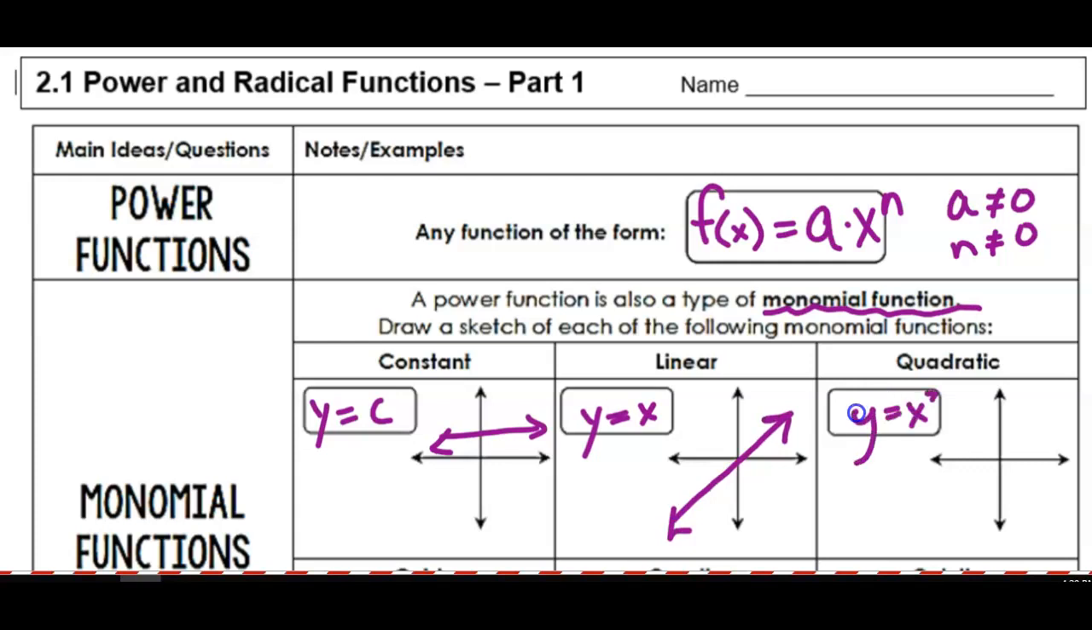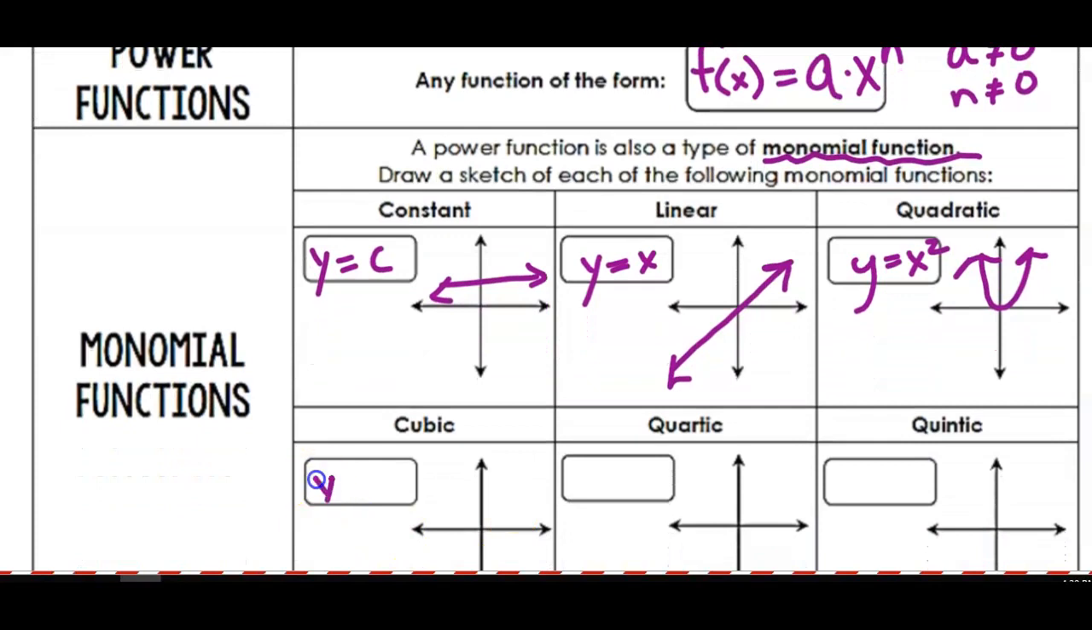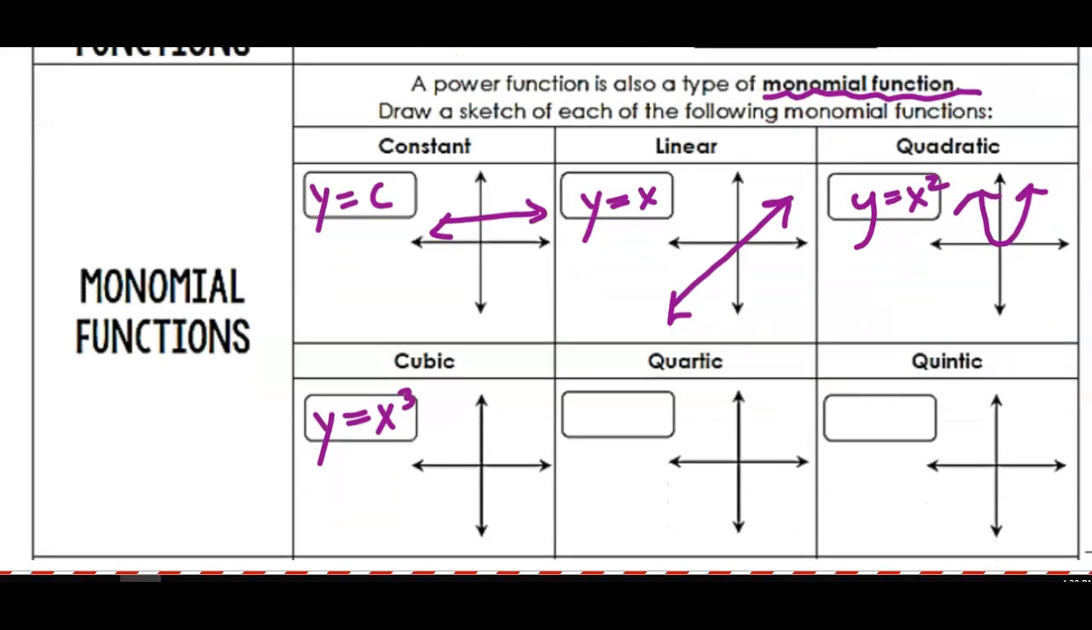Y equals x squared would look like a parabola at the origin. Y equals x cubed. Now this one you need to memorize the shape if you don't already. It's down on the left and up on the right. Think about when you put an ordered pair in here. You put in a 1, you get out a 1. You put in a -1, you cube it, you still have -1. So it's in quadrants 1 and 3.